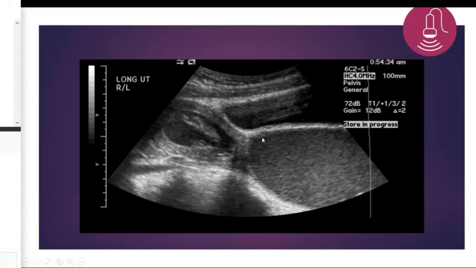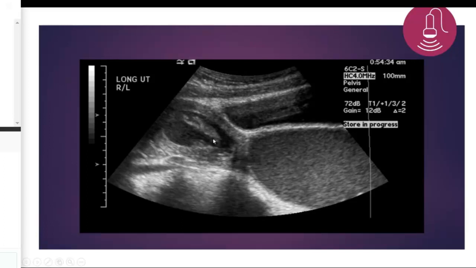So again, we can see a very large collection of fluid within the vaginal canal. It's got those echoes in it, not super anechoic. You can compare this fluid to the fluid within the bladder. This is nice and anechoic here. We know that that's a watery fluid. And then we can see all those echoes in here. We know that that is blood.